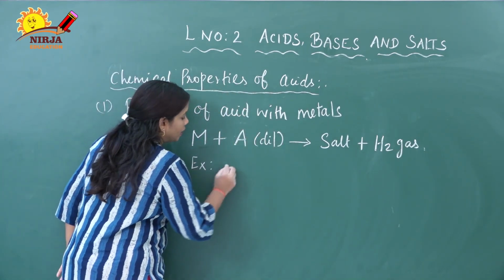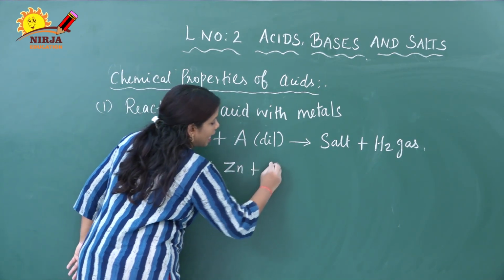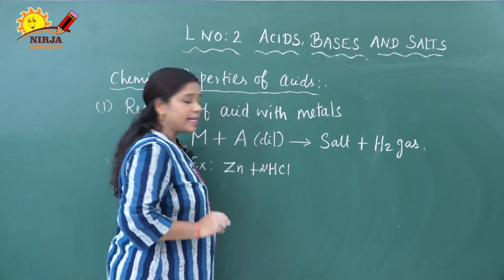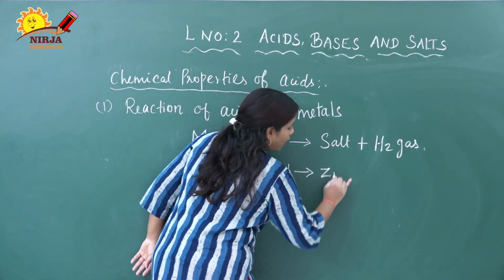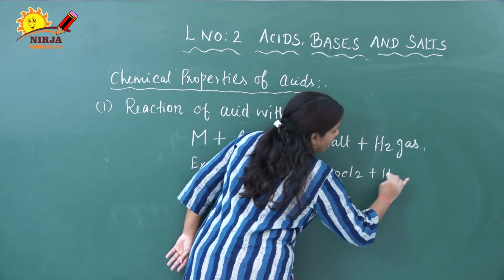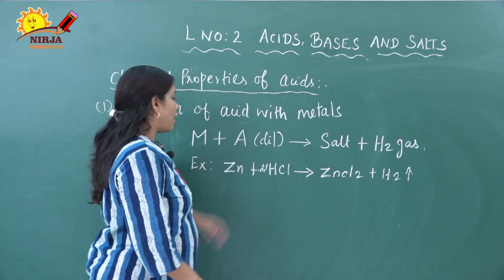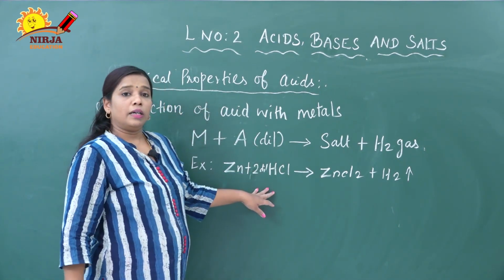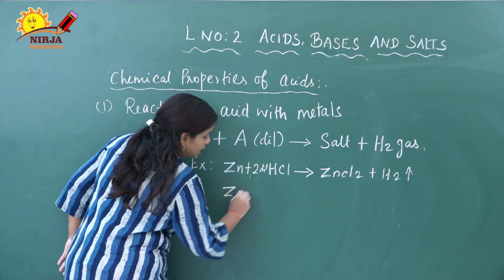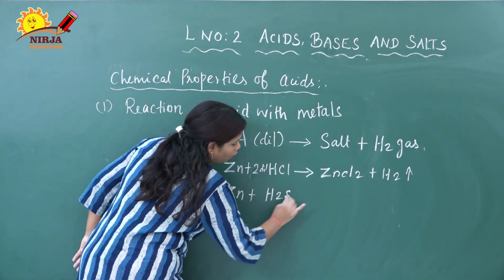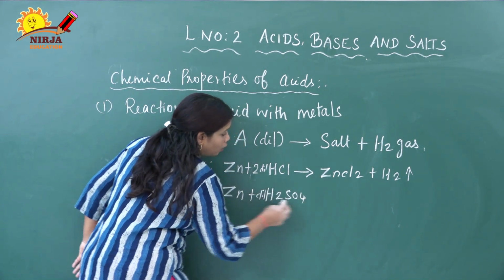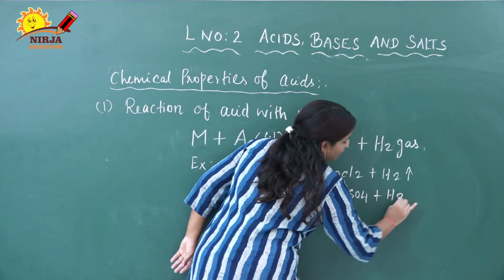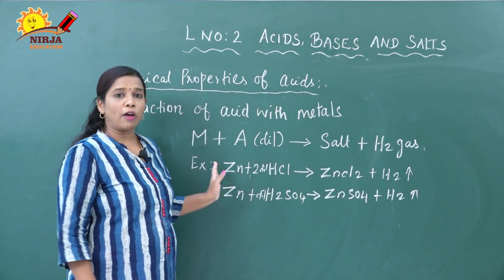Here I am taking zinc and dilute hydrochloric acid, it produces zinc chloride and H2 gas. Here you have to balance the equation, 2HCl. Right. The next one is if I am taking zinc with H2SO4, dilute sulfuric acid, it produces zinc sulfate plus hydrogen gas. I hope you have understood.